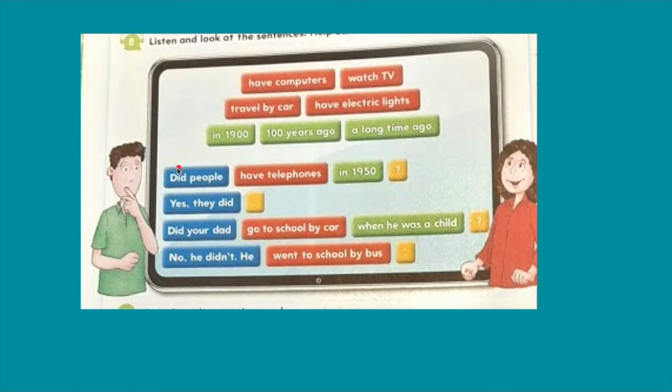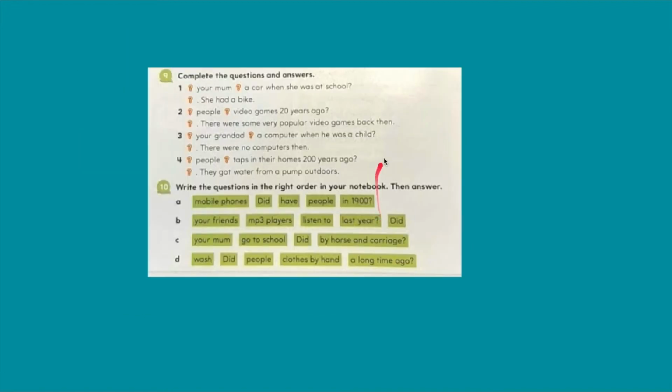Or you could ask, did people have computers 100 years ago? Did your dad watch TV when he was a child? So, complete the questions and answers. Did your mum have a car when she was at school? No, she had a bike.